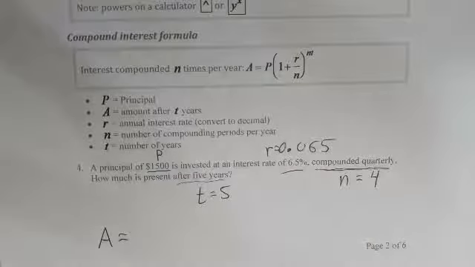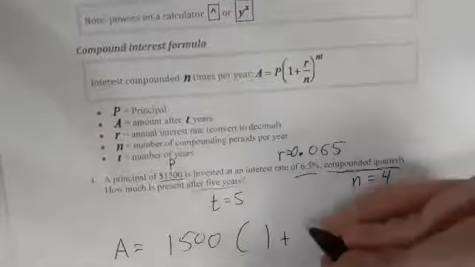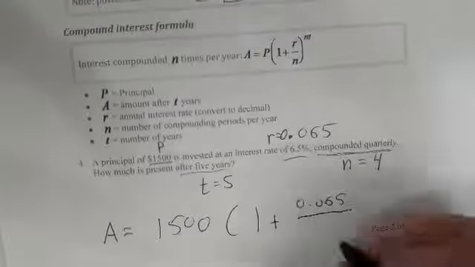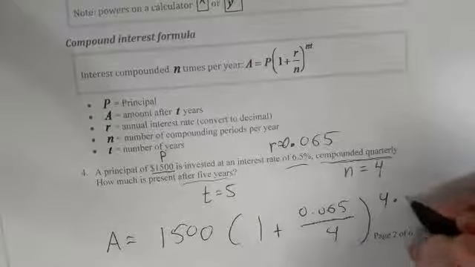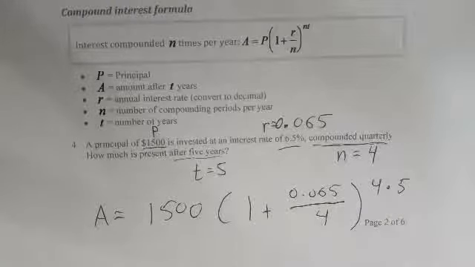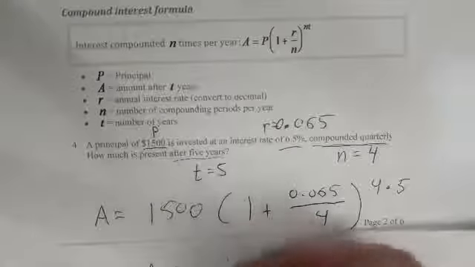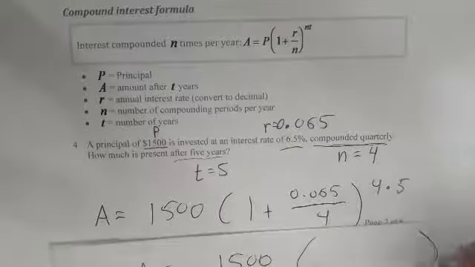The number is where the variable should be. 1,500 is my P. I have 1 plus R over N, 0.065 over my N. I'm doing this to N times T, which is 4 times 5. All right, so order of operations might have to come in here a little bit. But we get something like 1,500 outside of parentheses. Hopefully you realize what we're going to have to do is parentheses.